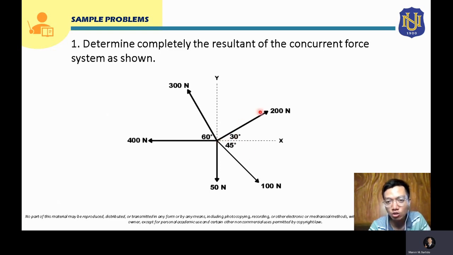We have here a 200 Newton force that is 30 degrees from the horizontal. We have here 300 Newton, and it is 60 degrees from the horizontal. We have here a horizontal force, which is 400 Newton. We have here a vertical force, which is 50 Newton. And we have here a 100 Newton force, which is 45 degrees from the horizontal. Now, we are asked here to solve for its resultant. So let's solve this.